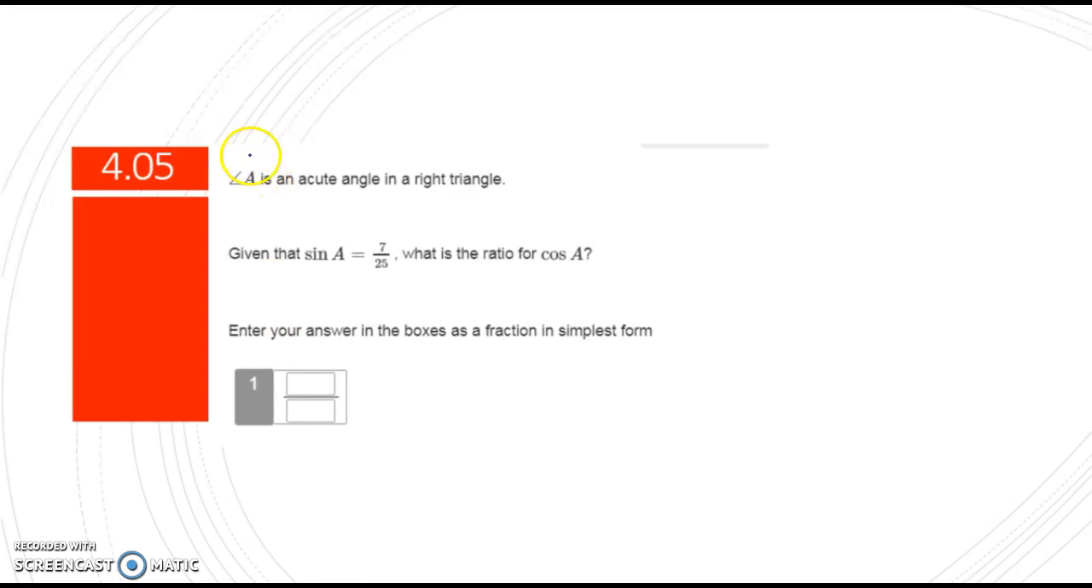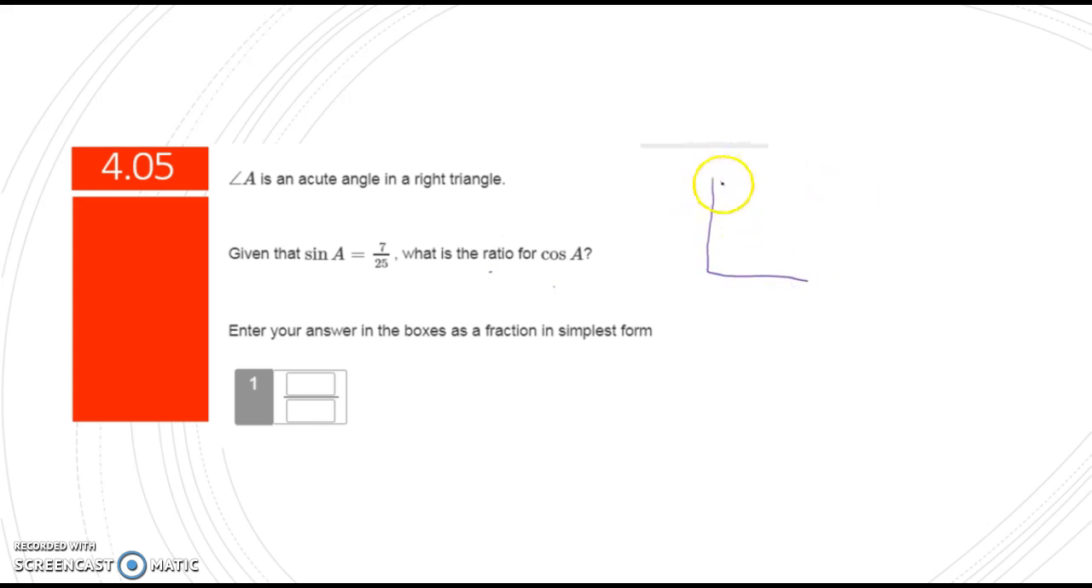All right, so for 4.05, we're talking about sine and cosine and the way that they relate. This says angle A is an acute angle in a right triangle, and it says that sine of A is 7/25. What is the ratio for cosine of A? Well, let's set this up and kind of see what we're looking at.